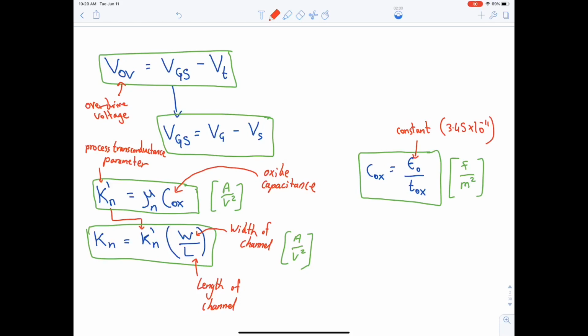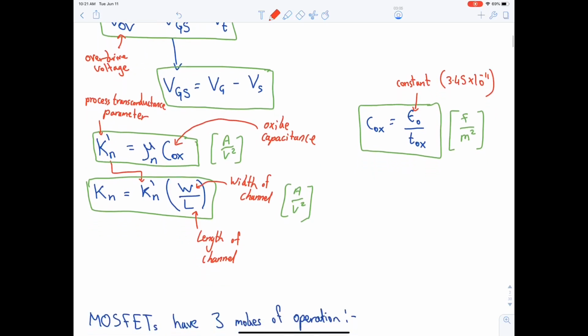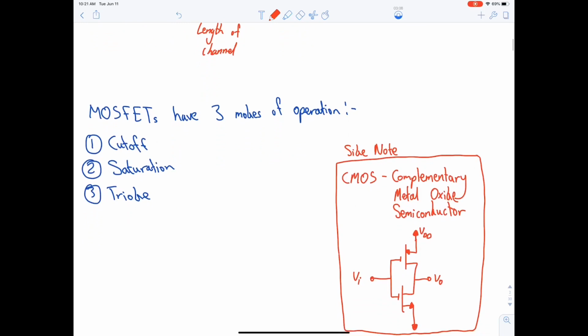Another equation is Kn prime, the process transconductance parameter, equal to mu n COX. That's for NMOS. For PMOS it will be Kp prime equal to mu p COX. COX is the oxide capacitance and it can be calculated using the equation epsilon naught, which is a constant number, divided by TOX, provided for you. Again, a constant number. Kn is equal to Kn prime multiplied by the width of the channel divided by the length of the channel.